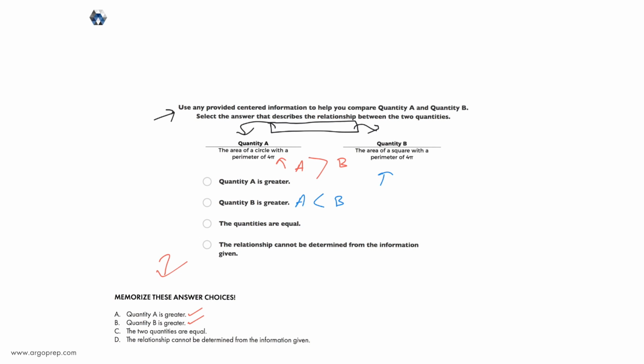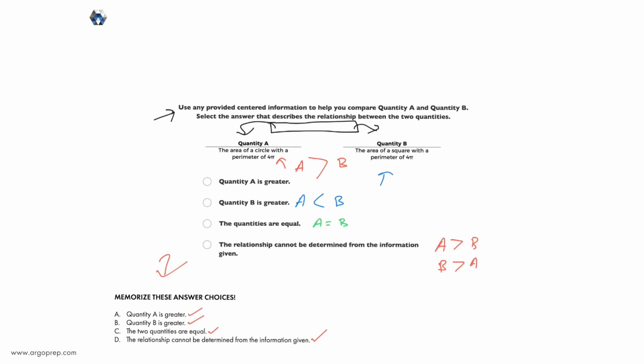And now moving on to answer choice C, the two quantities are equal. Obviously, that means that quantity A is equal to quantity B. And finally, answer choice D always reads that the relationship cannot be determined from the information given. So here's a scenario where sometimes quantity A is greater than quantity B, sometimes quantity B is greater than quantity A, and sometimes you simply can't figure out one of the quantities because there's not enough information provided. And therefore, you cannot determine the relationship between them.